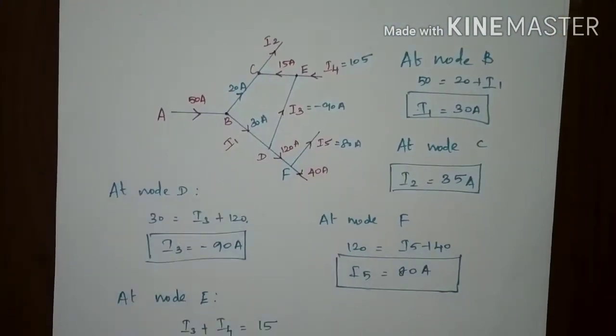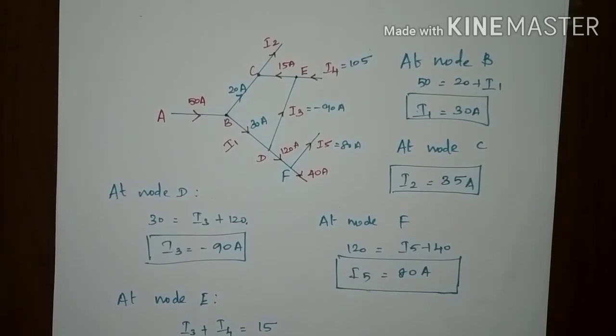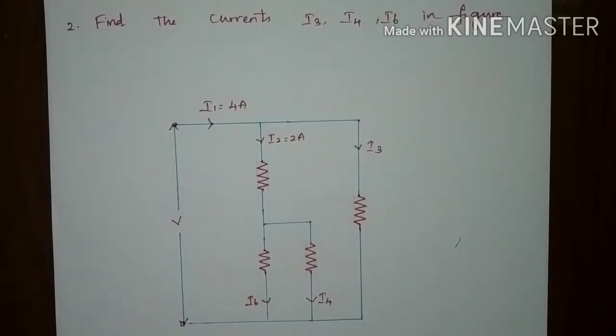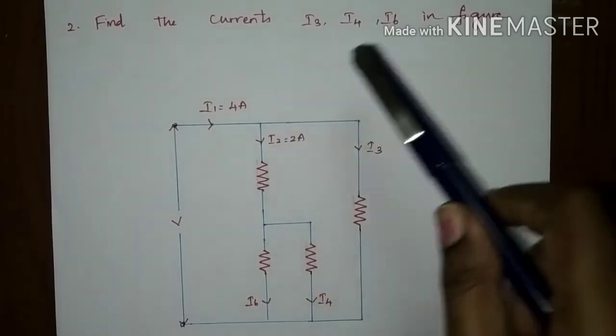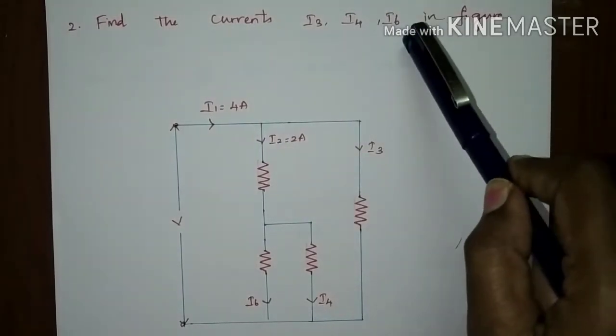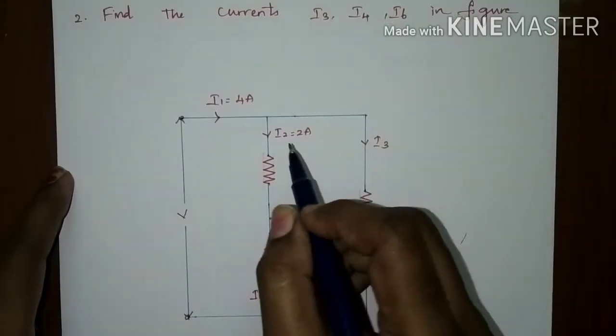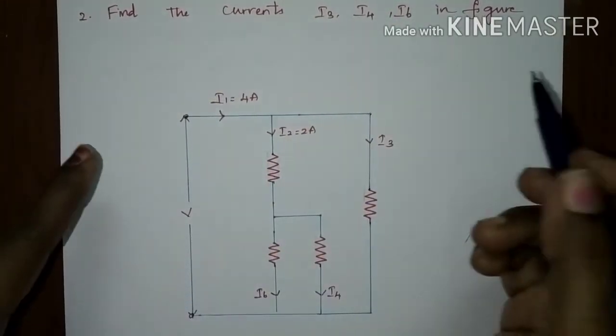It is very simple. Apply KCL at each node and find the value of the unknown currents marked in the figure. In this problem also they have not given the value of resistance, so consider each element represented as a single node and its respective branches. Find the value of the currents I3, I4 and I6 in the figure. By seeing this figure itself, we can find the value of the current.